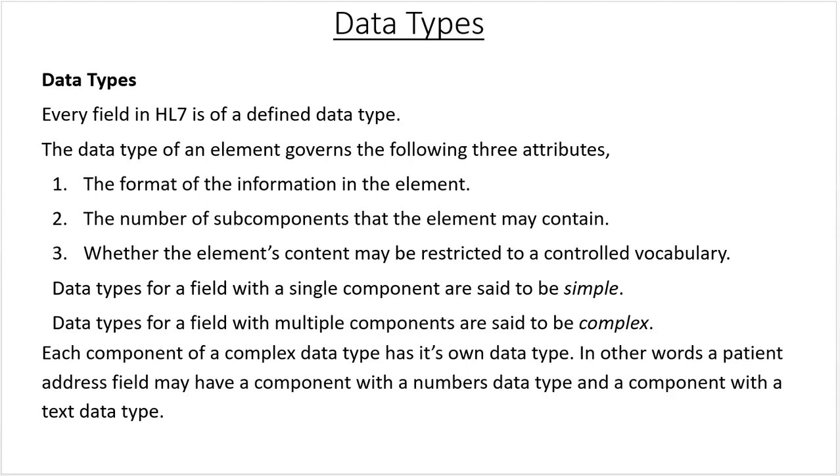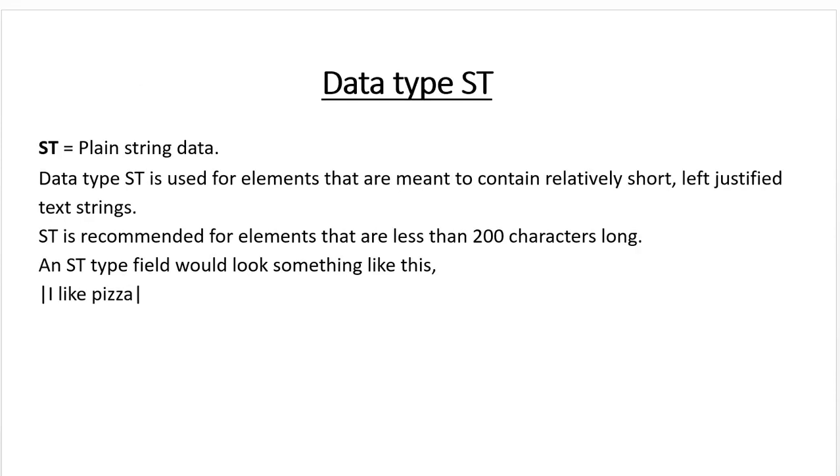Data types for a field with a single component are said to be simple. Data types for a field with multiple components are said to be complex. Each component of a complex data type has its own data type. In other words, a patient address field may have a component with numbers data type and a component with text data type. So the first data type we're going to talk about is ST.